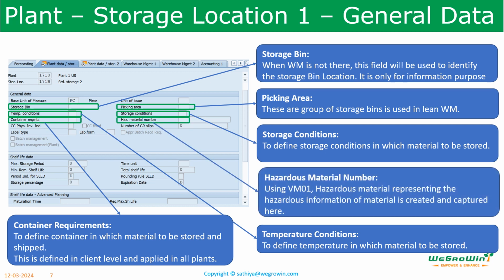Then we have the hazardous material number. This is applicable to all hazardous materials. So this also we have to define and put here this number, and then we have to use it. Hazardous material is not defined in configuration but in logistics. So here we can use a transaction VM01. Using transaction VM01, we can define the hazardous material number, and then we can assign the hazardous material here.